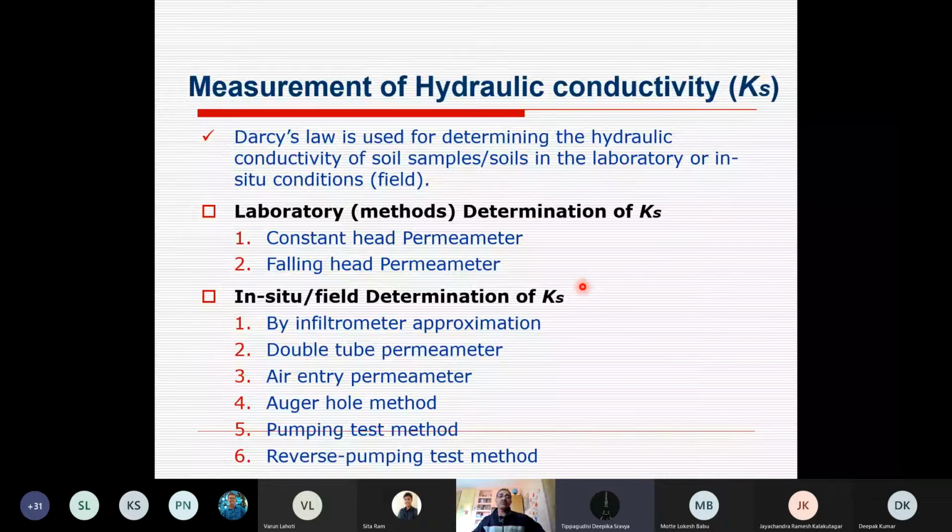And in the laboratory, we have two methods, the constant head permeameter and the falling head permeameter. Have you covered these two in the soil technology class? I suppose you should have, that's why I am asking. Students, have you learned constant head and falling head permeameter methods in your laboratory class or theory during the soil technology subject? No, sir. Then I need to explain it.